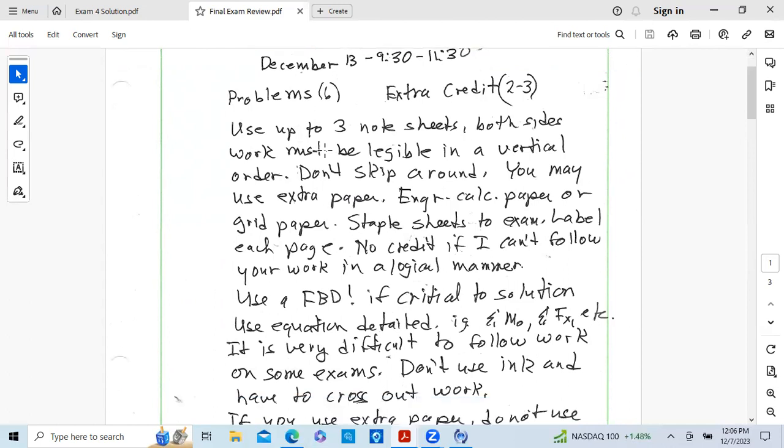Extremely important, your work must be legible in a vertical order. Don't skip around. In other words, you start here and you work your way down. Don't all of a sudden be down here somewhere and then do some calculation up here that belongs down here. It's very difficult to follow what you've done when you skip around on the page. So work everything in a vertical manner.